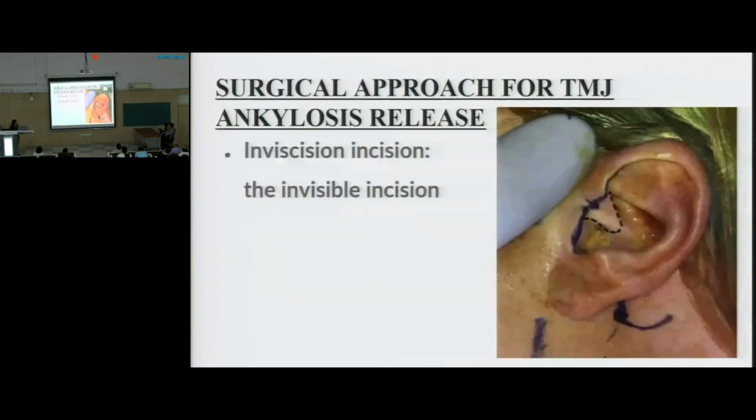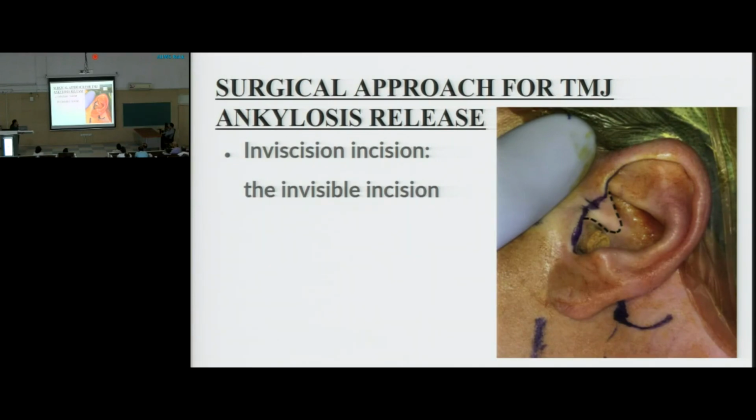And then when we plan for the ankylosis release, there are various incisions historically, right from the preauricular and the alkylar tramley incision. In the alkylar tramley, which is more commonly used, the incision is very large, starting from the scalp area and going till the preauricular area.